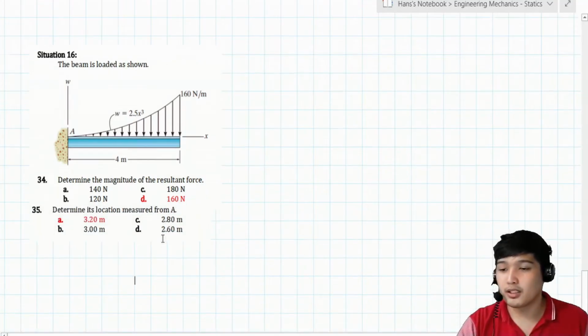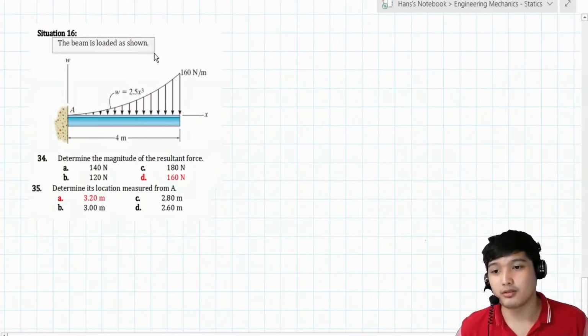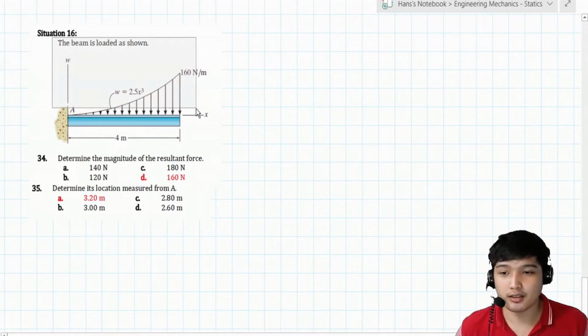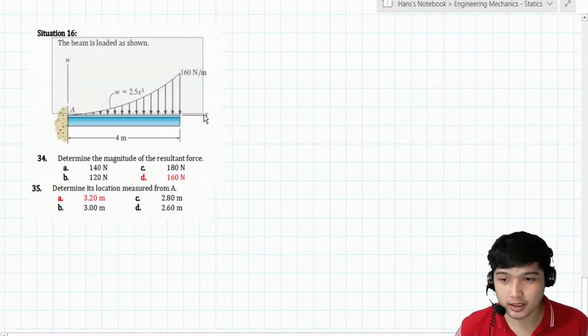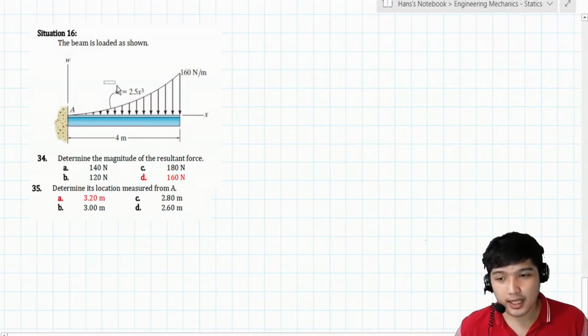So, I think pwede na yan. Okay, so situation 16 tayo, class. The beam is loaded as shown. In this case, class, ang distributed load natin is hindi na common, no? Imbis na basic shapes lang siya, ang nangyari, defined na yung curve, no?